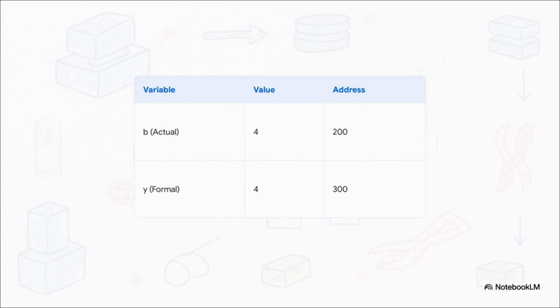Now watch what happens when we pass b into our test function using call by value. The system actually creates a completely separate memory location for the formal parameter, which we'll just call y. Let's pretend it's at address 300. The system then simply copies the value 4 from b and pastes it right into y. So now we literally have two completely separate 4s living in two completely separate memory locations.